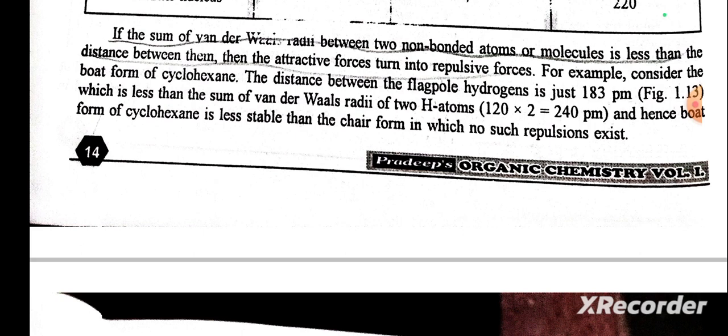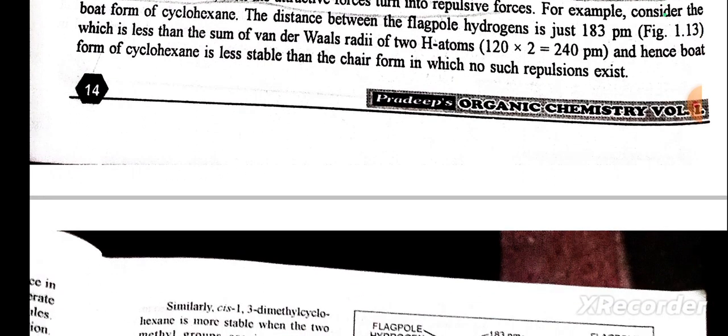For example, consider the boat form of cyclohexane. The distance between the two flagpole hydrogens is just 183 picometers, which is less than the sum of the van der Waals radii of the two hydrogen atoms, and hence the boat form of cyclohexane is less stable than the chair form, in which no such repulsion exists.